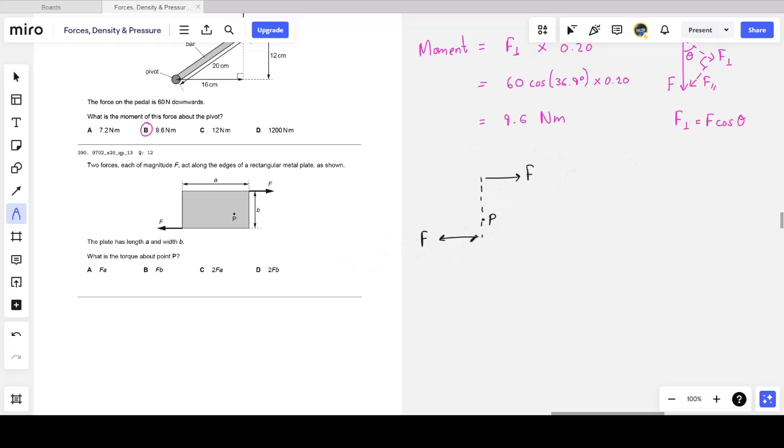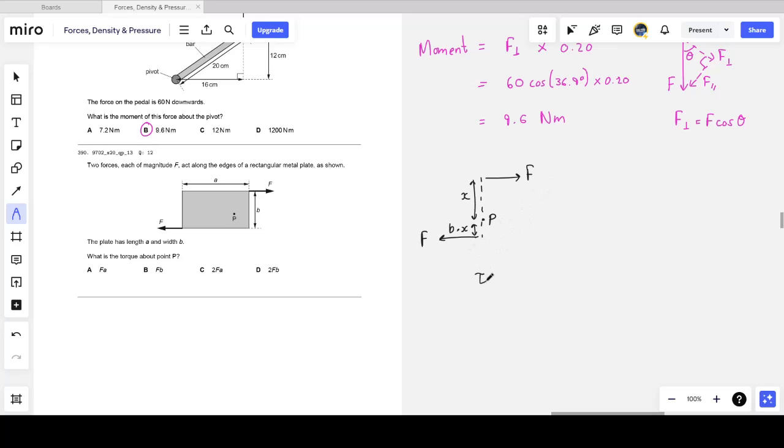We want to know the torque about point P. Now the torque is going to be perpendicular to the forces, so it's going to be along the line joining the point of application of the two forces. And if the entire length is B, then I'll call the length from the upper force to P X, and the distance between the point P and the lower force, I'll call it B minus X. So they want to know the torque about point P.